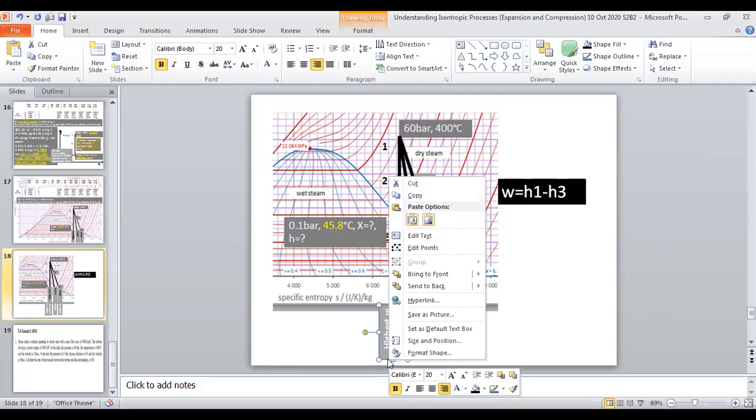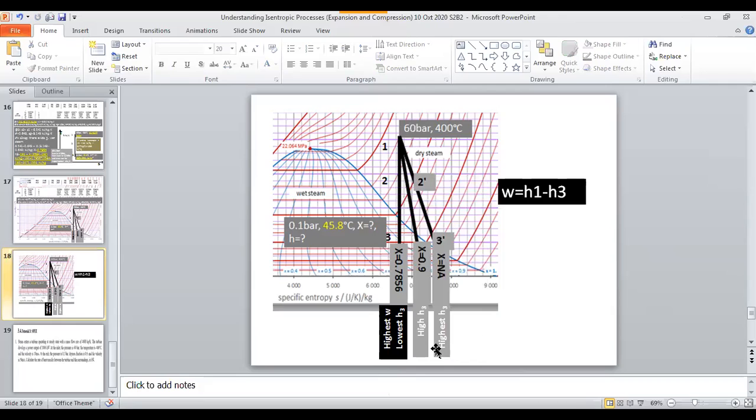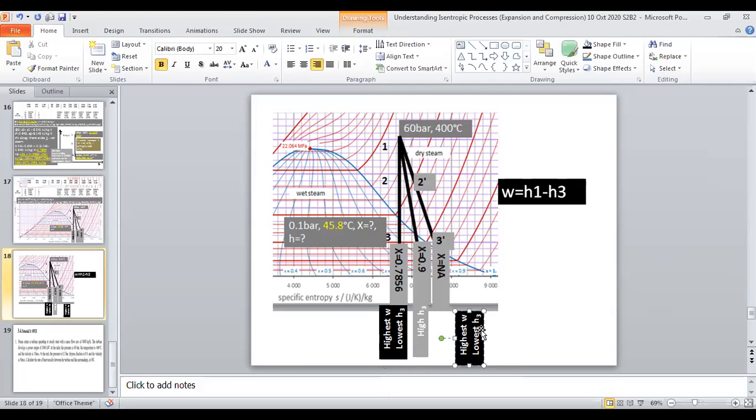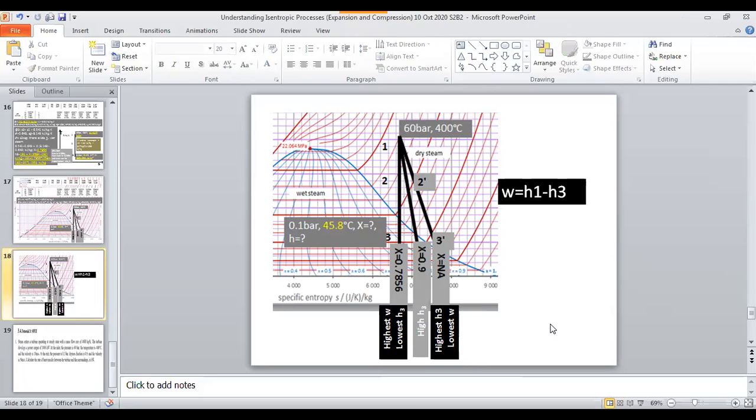Let's see. Here, highest H3, lowest W. Okay, simple W, and also the big W is lowest. So you have to have this understanding very well.